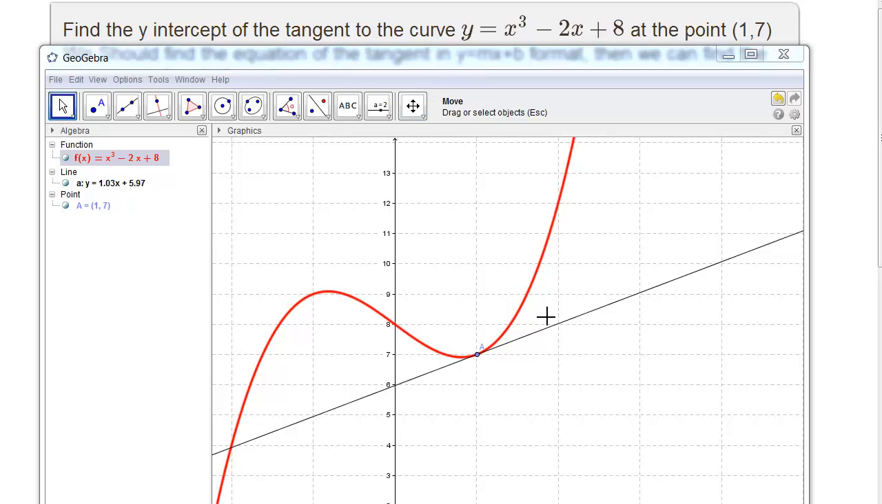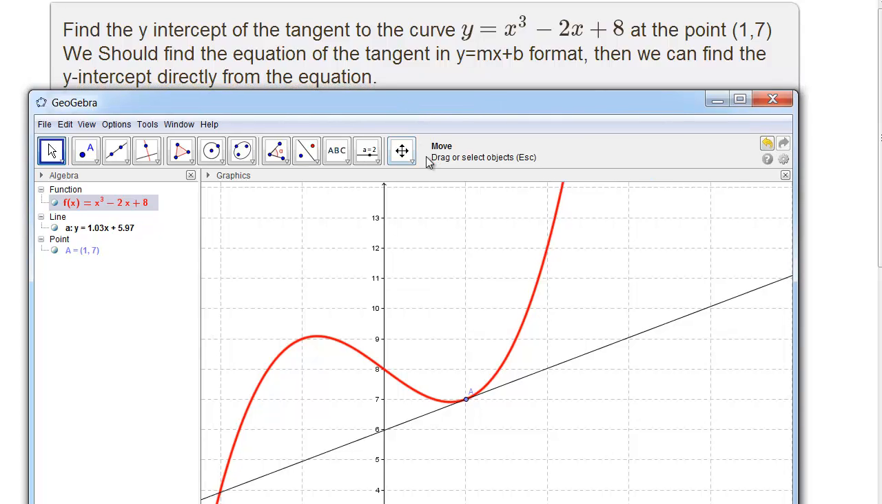It should be a pretty straightforward project. We just really need to find the equation of this line and then figure out where the y-intercept is. If we figure out the equation in y equals mx plus b form, then we can get the y-intercept directly from the equation. So let's go ahead and do that. y equals mx plus b.